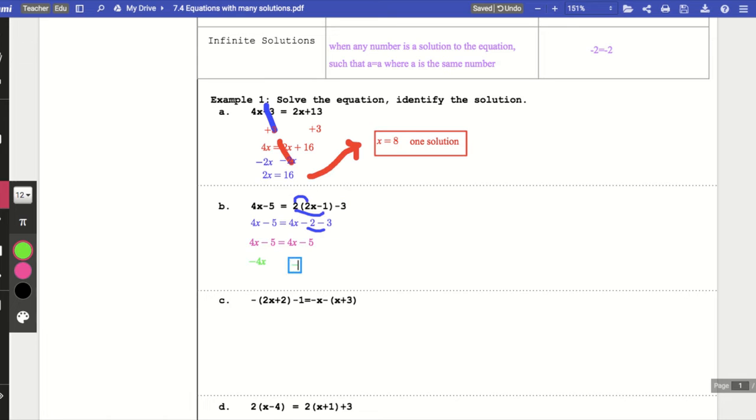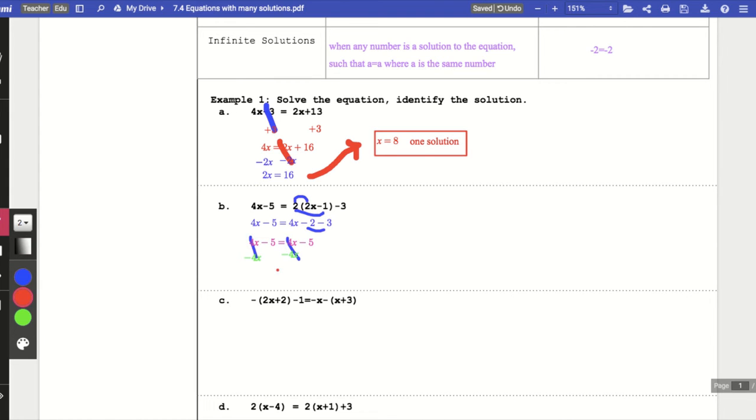Notice that when I subtract 4x, my variables are going to cancel. I'm not going to have variables anymore because 4 take away 4 is 0, which means it's gone. It's out of there. It has canceled. So that cancels. That cancels. So guess what I'm left with?